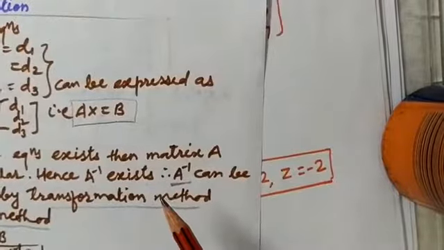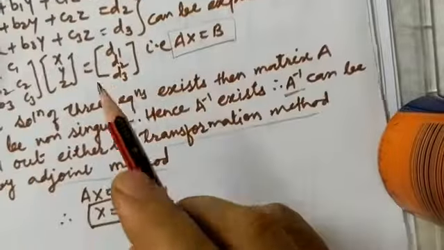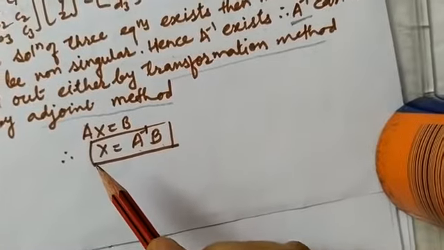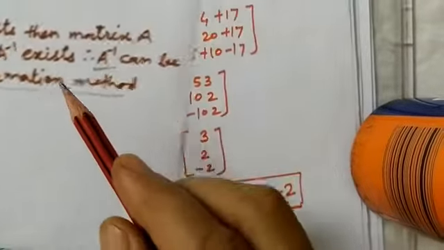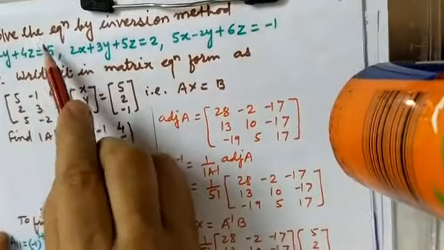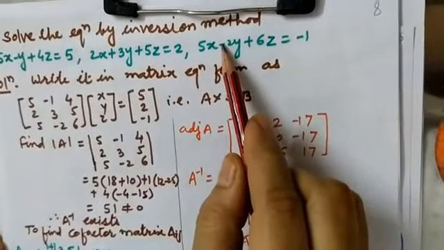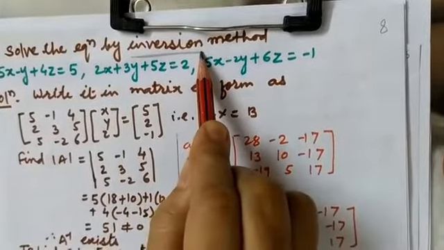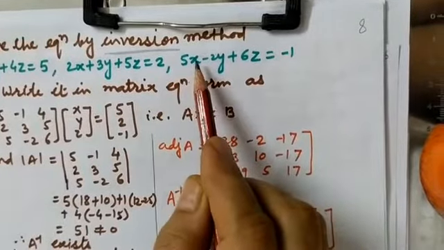Now we will see how to find the solution by this method. Remember this for finding the solution of the system. Let us see an example. Solve the equations by the inversion method. First find the inverse, and then go on to find the values of x, y and z.